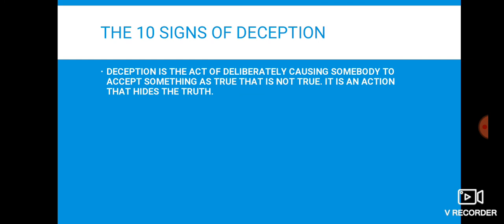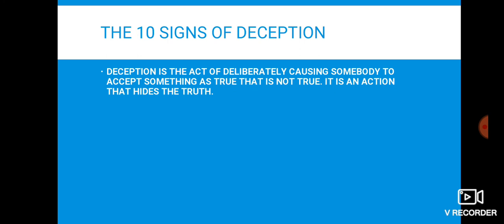So, before we proceed to the 10 signs of deceptions, let's first explain the word deception. Deception is the act of deliberately causing somebody to accept something as true that is not true. It is an action that hides the truth. So, ito yung action na nagtatago ng katotohanan. Okay, let's proceed to the 10 signs of the deceptions.